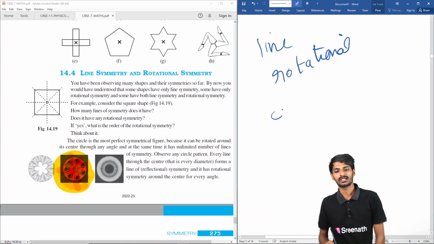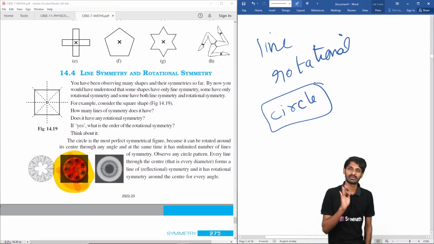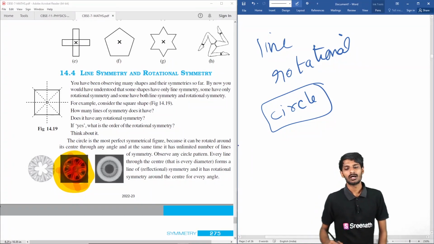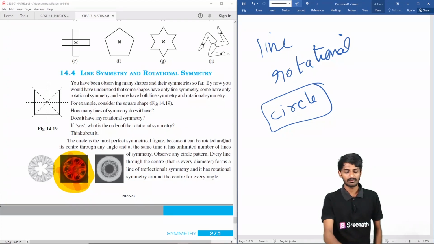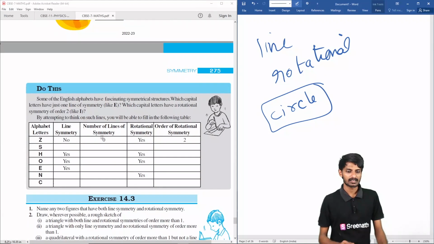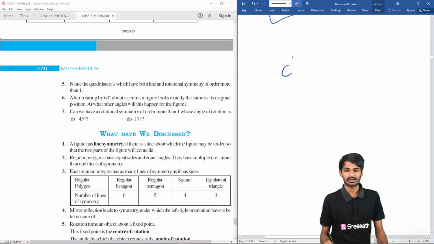One more thing, students, the circle is perfectly symmetrical. It has line symmetry as well as rotational symmetry so many times, students. So that is the beauty of rotational symmetries. Try to do this example, students. That's it. So finally our chapter is completed.